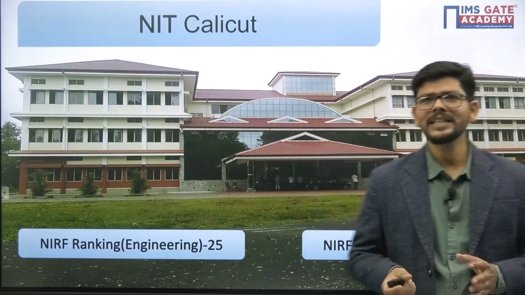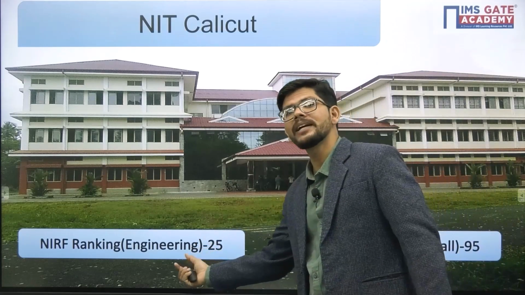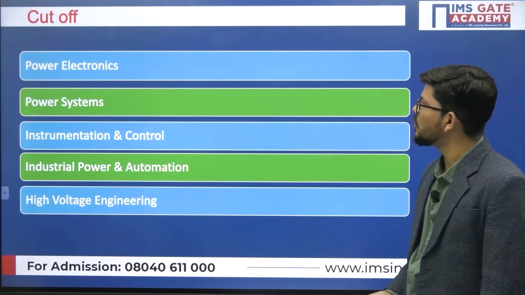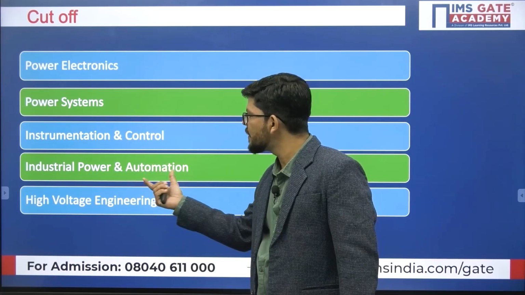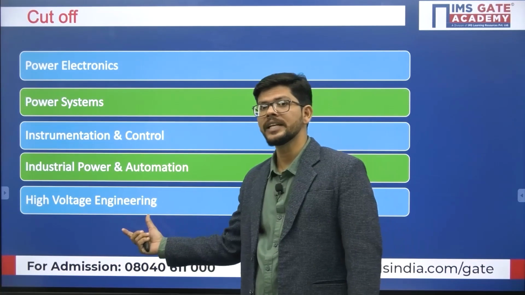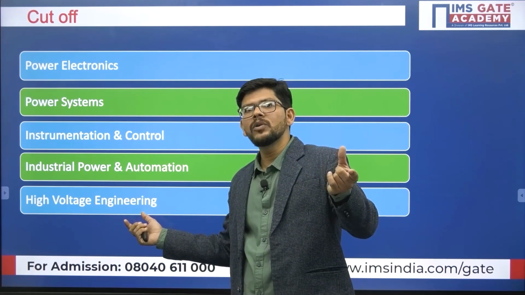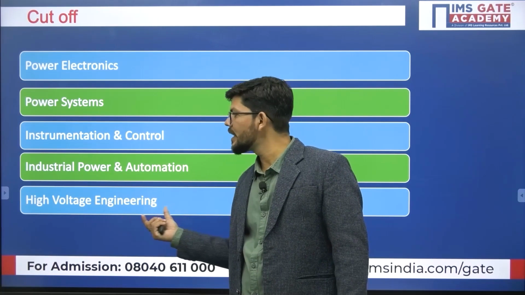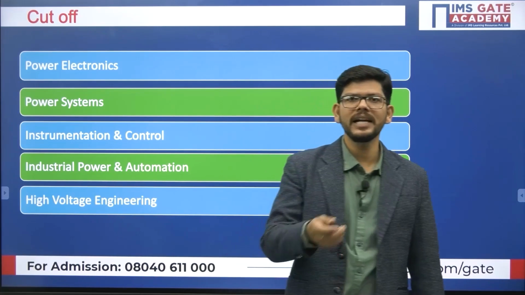Now the next NIT that I have chosen to cover in this series is NIT Calicut. Their NIRF ranking in the engineering segment was 25 and their overall NIRF ranking is 95. The specializations it offers are power electronics, power system, instrumentation and control, industrial power and automation, and high voltage engineering. This high voltage engineering specialization was only there in IISc Bangalore; apart from IISc Bangalore, you will get this specialization only in NIT Calicut. So this is a very rare domain and it has a very high research scope in the electrical arena.